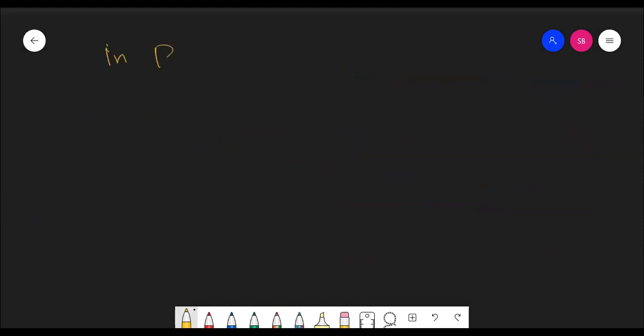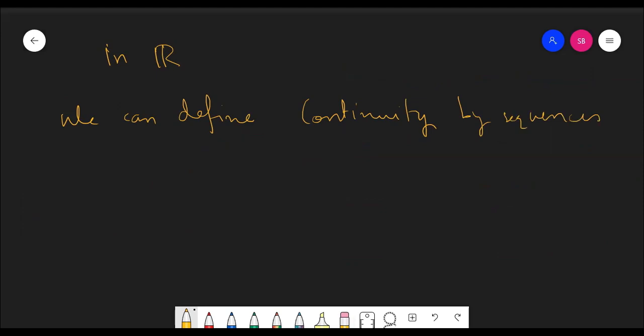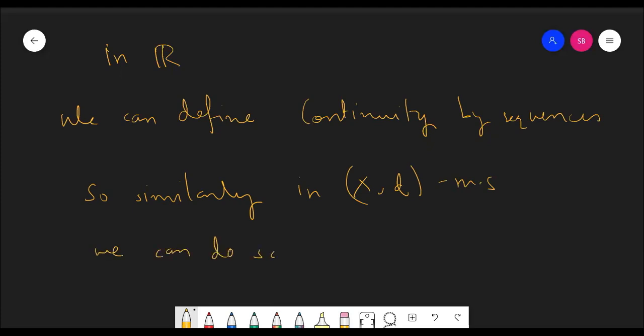In R, we can define continuity by sequences. Similarly, in X comma d, a general metric space, we can do so. We can have a definition of continuity by sequences, and a definition of limit by sequences and all that. So this was more or less a discussion about things we can do in a general setup. Let us go back to the slide, and then we'll see something very interesting.